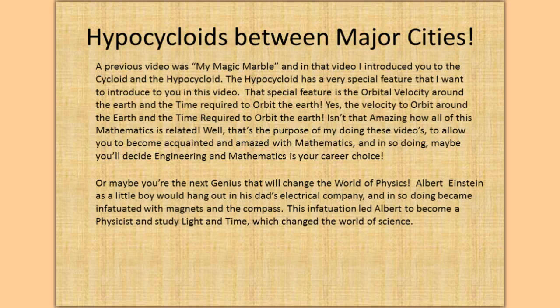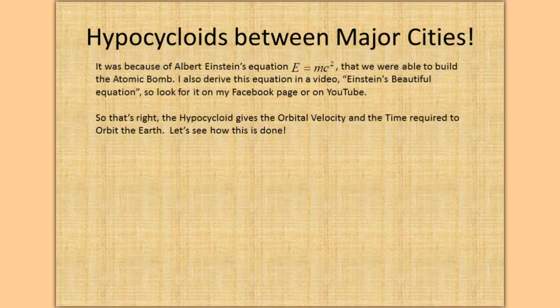Albert Einstein, as a little boy, would hang out in his dad's electrical company, and became infatuated with magnets and the compass. This infatuation led Albert to become a physicist and study light and time, which changed the world of science. It was because of Einstein's equation, E equals mc squared, that we were able to build the atomic bomb. I also derived this equation in a video, Einstein's Beautiful Equation, so look for it on my Facebook page or on YouTube.